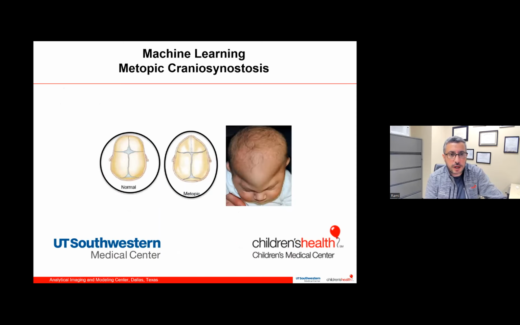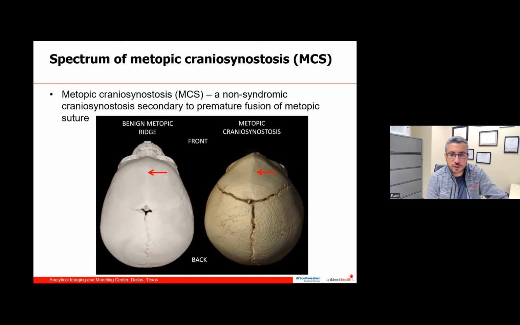The first one I want to talk about is machine learning in metopic craniosynostosis. Metopic craniosynostosis is a very controversial topic, at least here in the States, because, as you know, it is a premature fusion of the metopic suture. It is controversial because it goes over a spectrum. It can be a benign metopic ridge that in the States we don't operate on, but it can also be a severe metopic craniosynostosis that leads to operation.